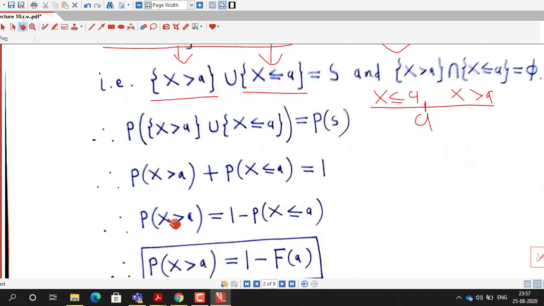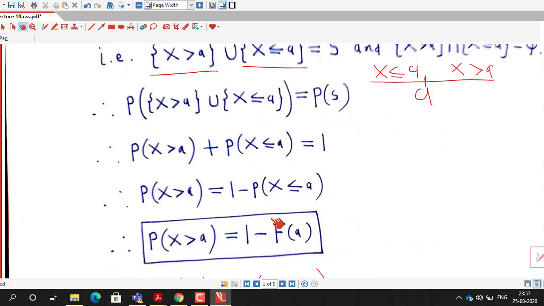So from this we obtain that the probability that capital X is greater than a is given by 1 minus the probability that capital X is less than or equal to a, and this, by definition, is nothing but the value of the CDF at x equal to a. So in this way we can find this type of probability. The probability that capital X is greater than a is given by 1 minus the value of the CDF at x equal to a.